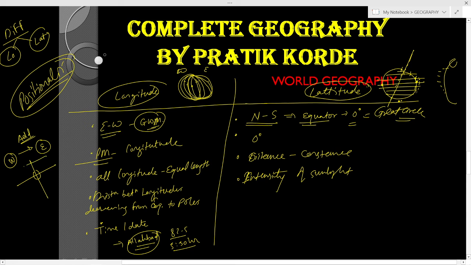If you go from west to east, you gain a day and you add. If you go from east to west, you lose a day and you subtract. So this is what we'll do afterwards, but just remember that if you're going from the western side to the eastern side, you will add.